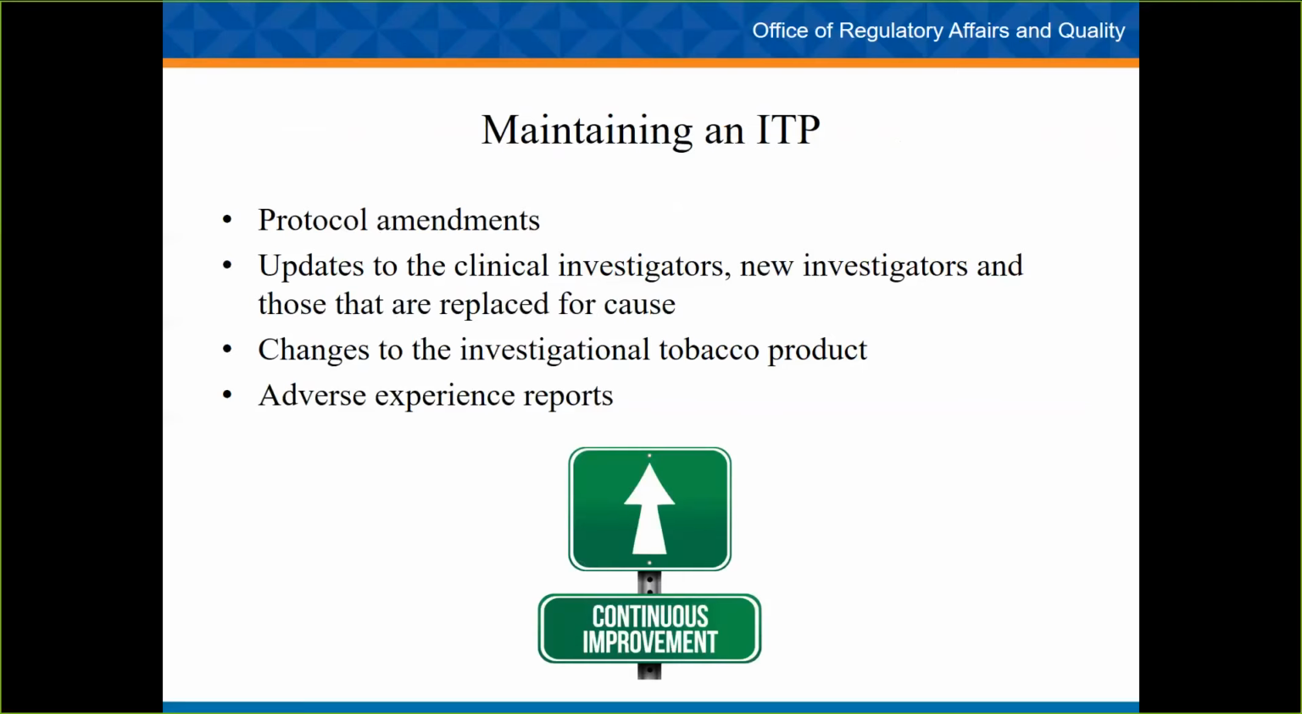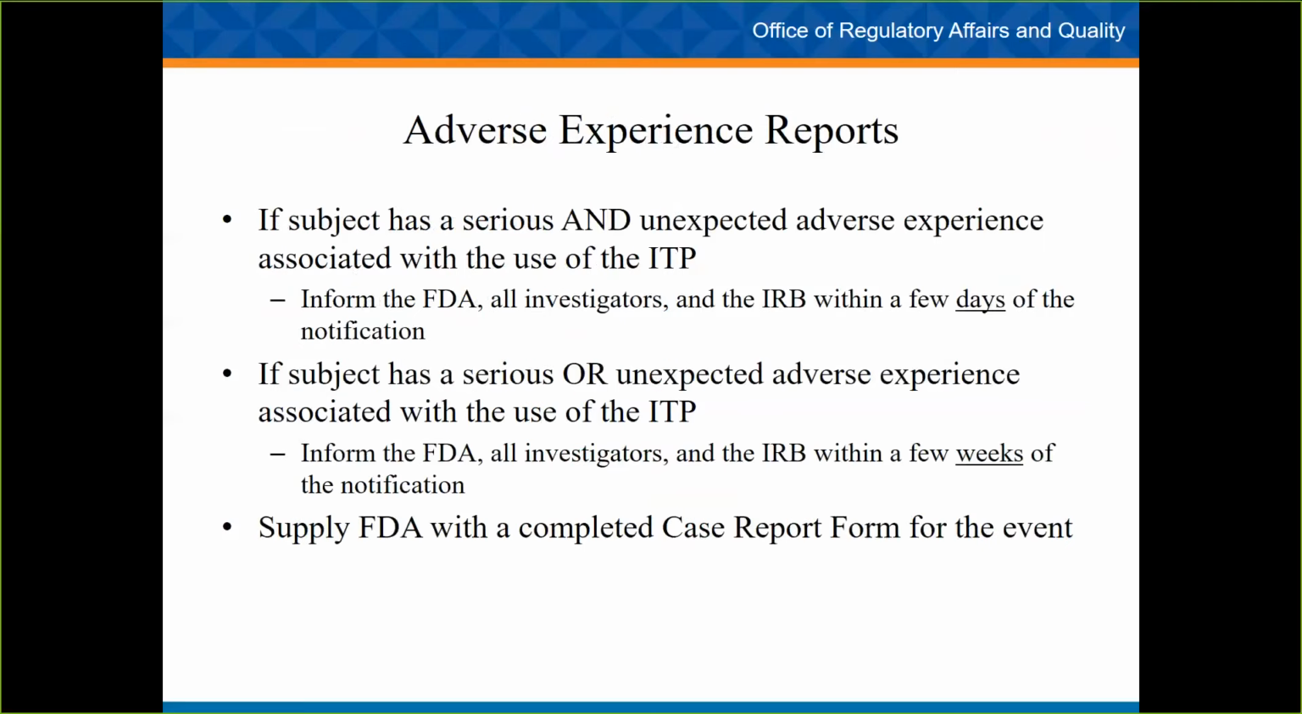So since adverse experience reports are really important, I'm going to go into that in a little bit more detail. If a subject has a serious and unexpected adverse experience associated with use of the ITP, these should be reported within a few days. If it's serious or unexpected, it should be reported within a few weeks. I'm not being wishy-washy by saying a few, that's really what it says in the guidance. So you want to supply FDA with a complete case report form that describes the event, and also provide any follow-up information if it becomes available.